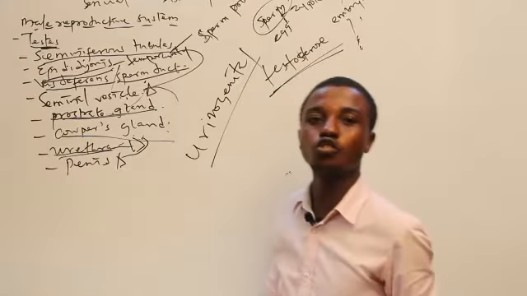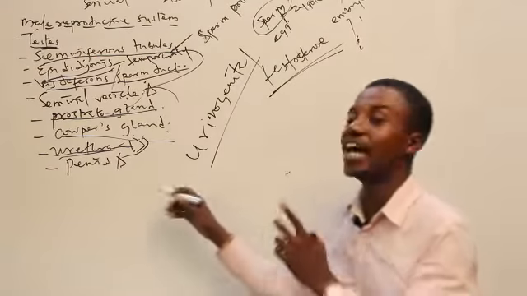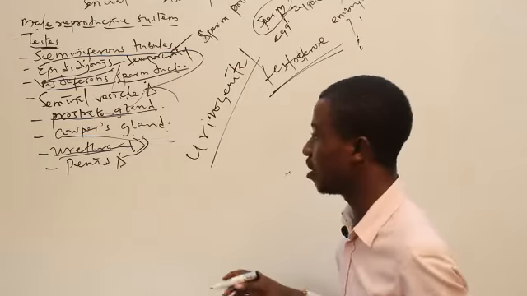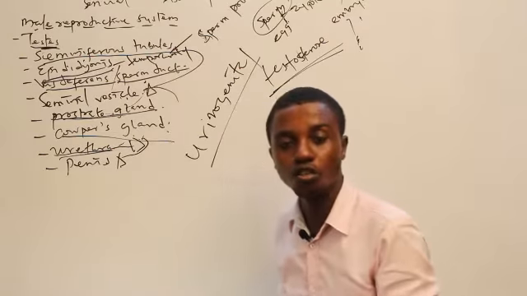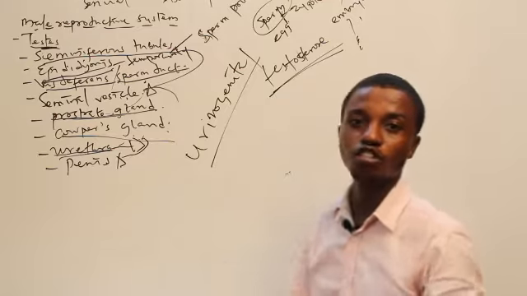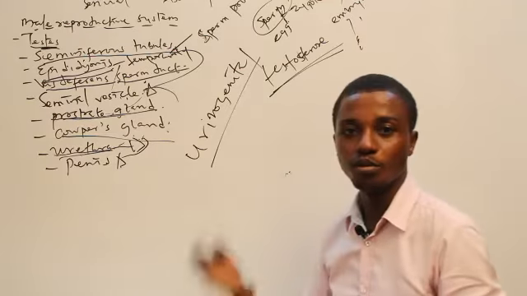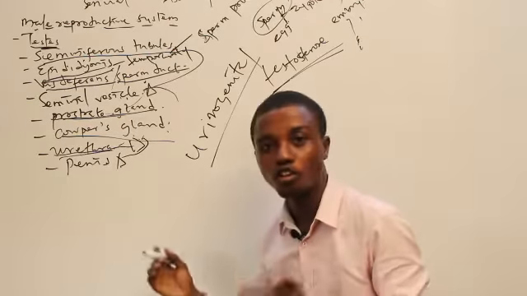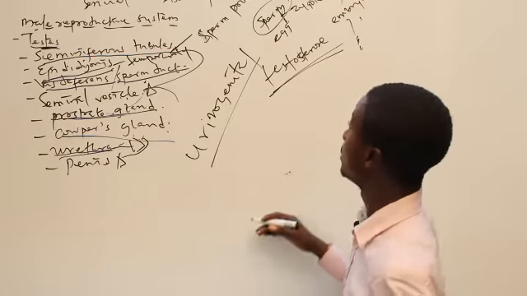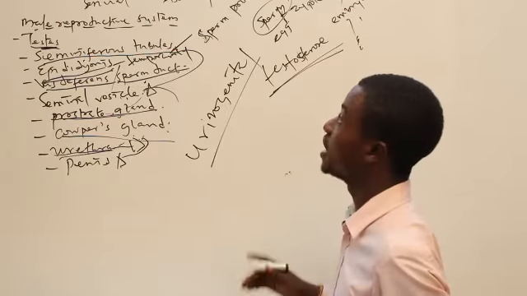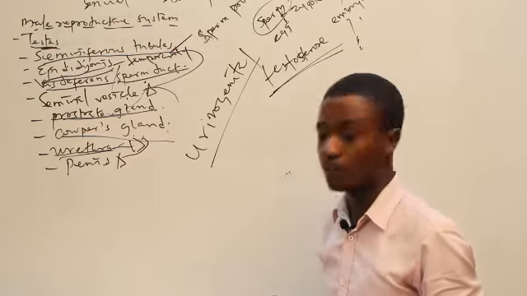The penis is an intromittent organ. Don't be carried away. The penis is an intromittent organ. It carries out two functions: passing urine and serving as an intromittent organ into the female genital tract during copulation. I'm sure you understand. So now we are going to be moving straight into the female reproductive system.